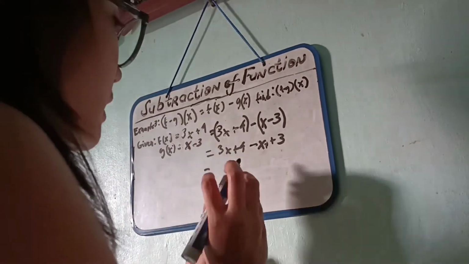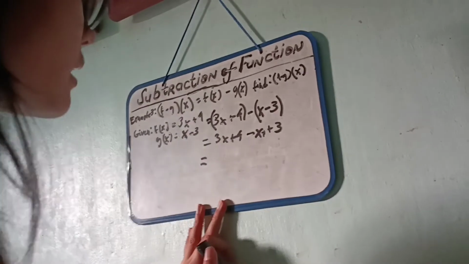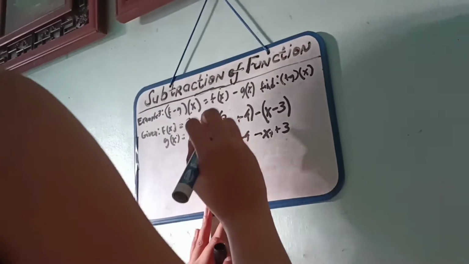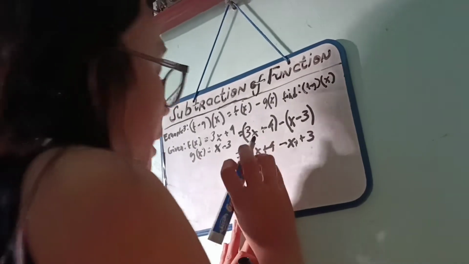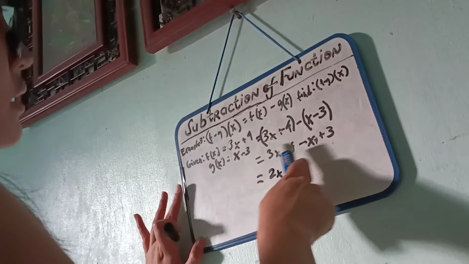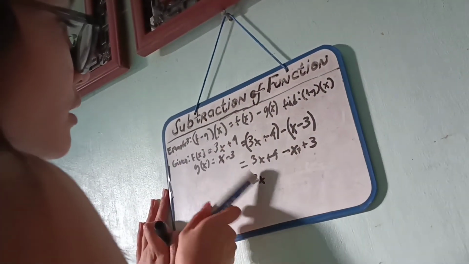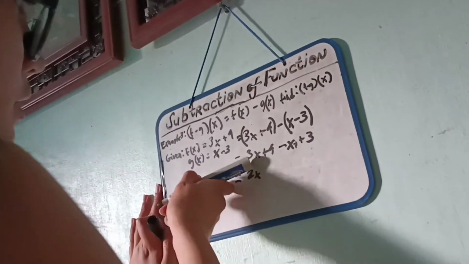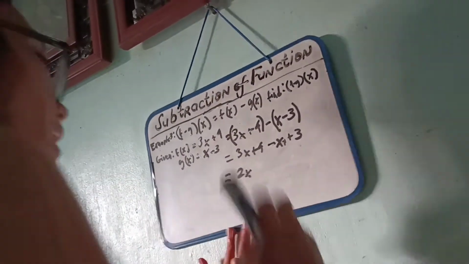So, ang magiging sagot, 3x minus x is 2x. Paano siya naging 2x? Kasi positive 3x to, and this one is negative x. So, subtraction, and copy the higher sign, which is positive 3. So, naging 2x.